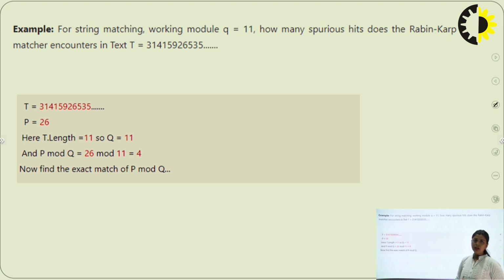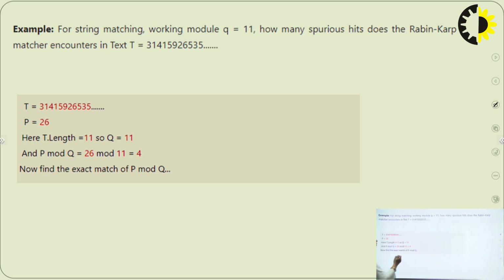And what is the standard method for calculating the matching of a pattern in a string? Let's take an example. There is a string of length 11, 31415926535, and there is a pattern, 26. So here the length of the text is 11.